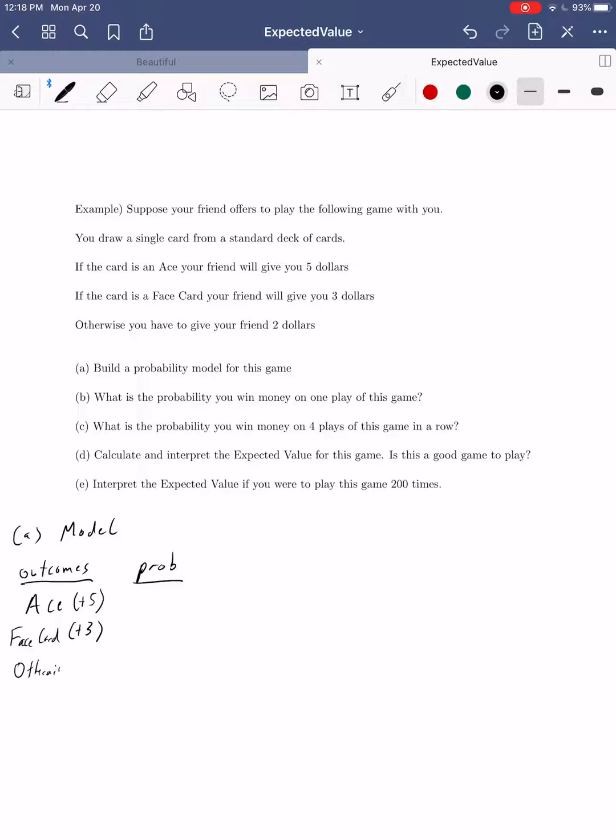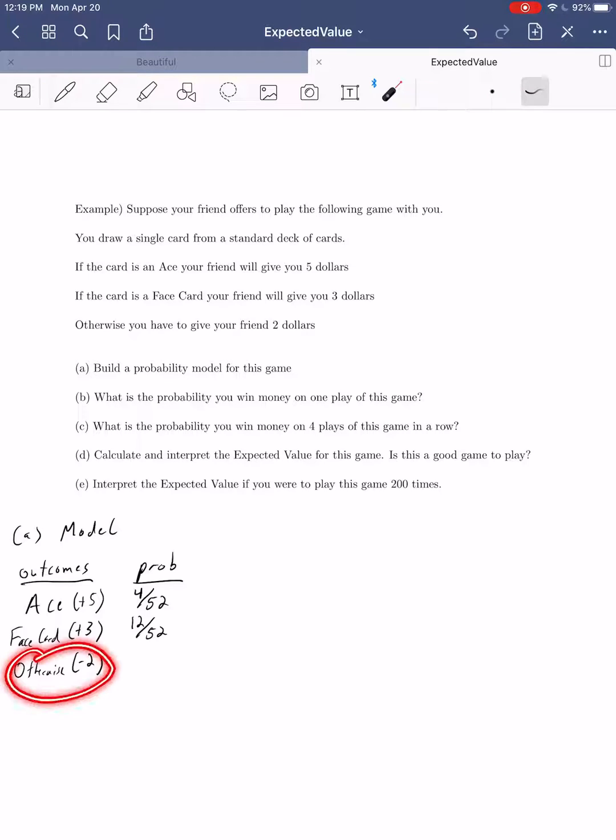And otherwise, which is a -2 from our perspective. A -2 to match the fact that we have to give our friend $2. So what are these probabilities? Well, for an ace, we know that that probability would be that there are 4 aces out of 52 cards. For face cards, we know that there are 4 jacks, 4 queens, and 4 kings. So that's going to be 12 out of 52.